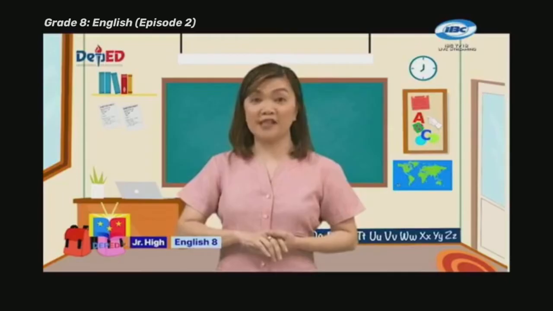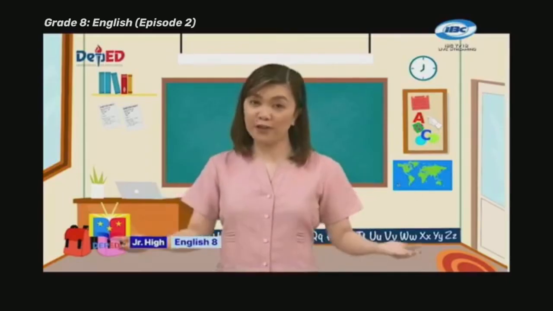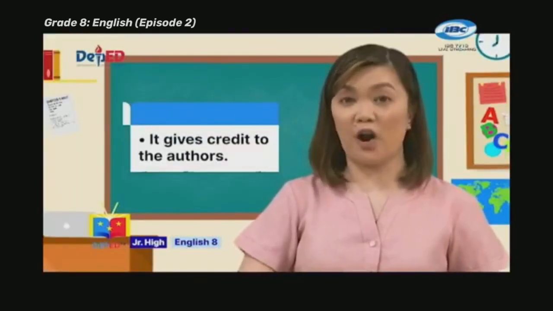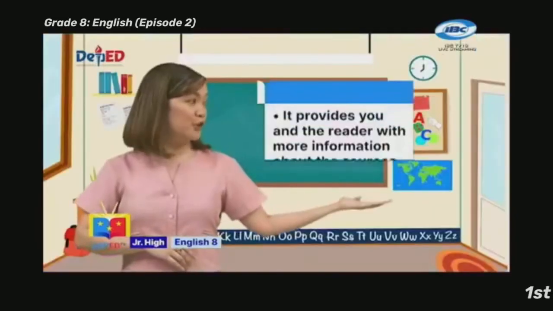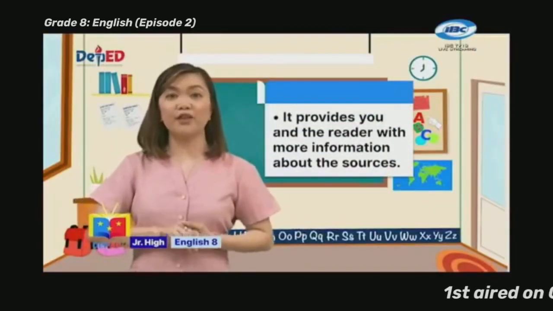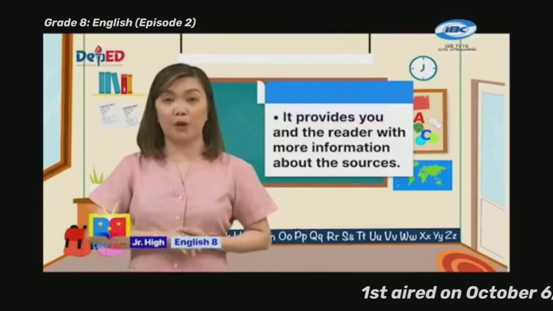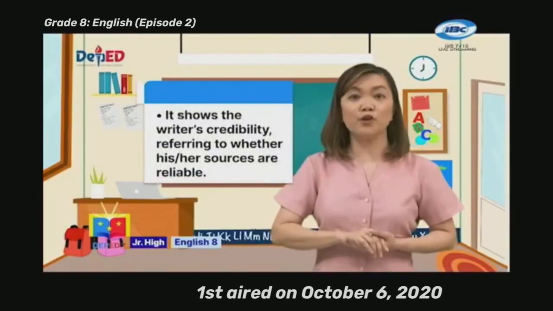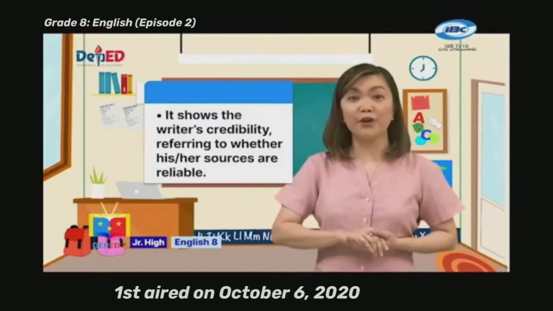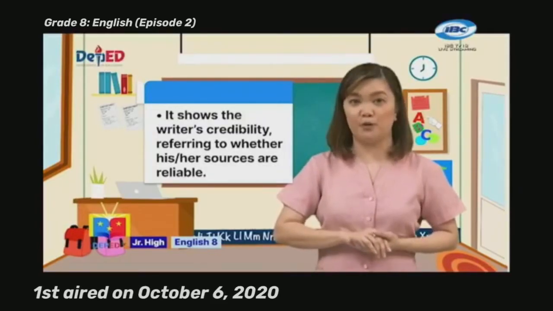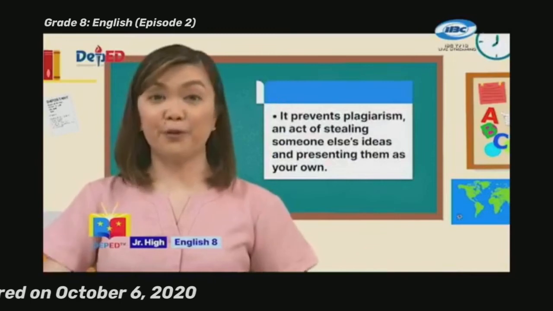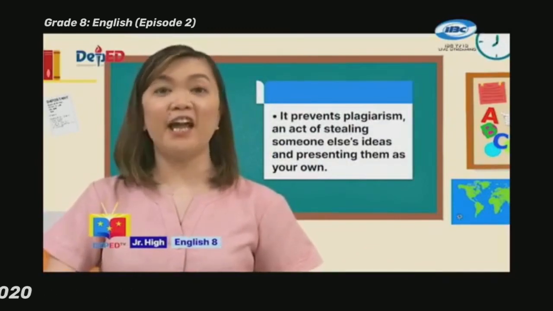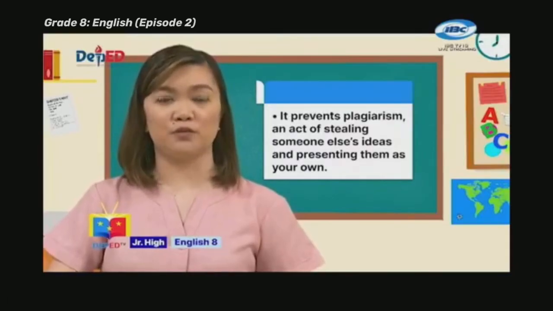We also need to cite or list our sources for the following reasons. First, it gives credit to the authors. Number 2, it provides you and the readers with more information about the sources. Number 3, it shows the writer's credibility, referring to whether his or her sources are reliable. And lastly, it prevents plagiarism, an act of stealing someone else's ideas and presenting them as your own.